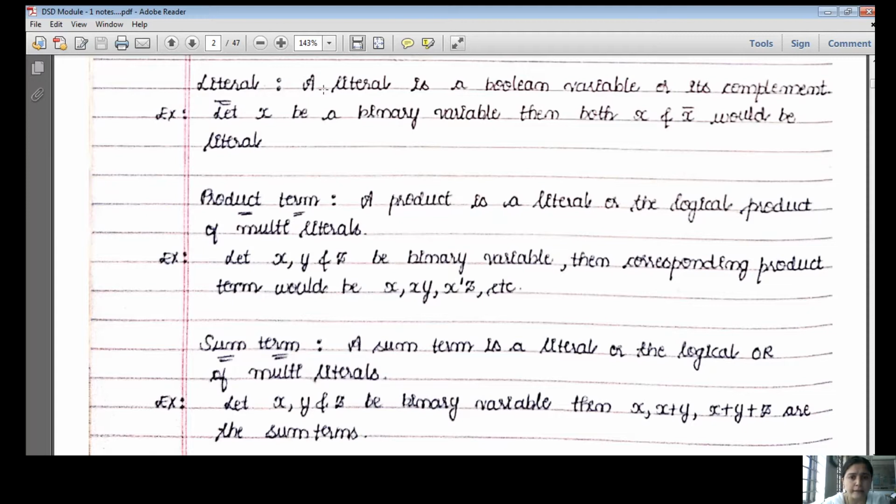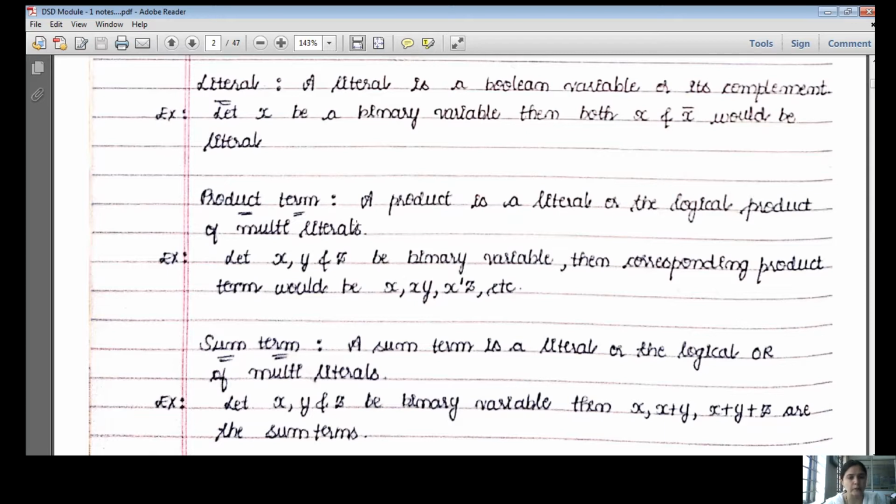A literal is a Boolean variable or its complement. Suppose x is a variable, then it is called a literal, and its complement is also called a literal. That is, if x is a variable, x is a literal, and x bar is also a literal. In the same way, if a is a binary variable, a bar is also a literal, either a or a bar, either x or x bar.